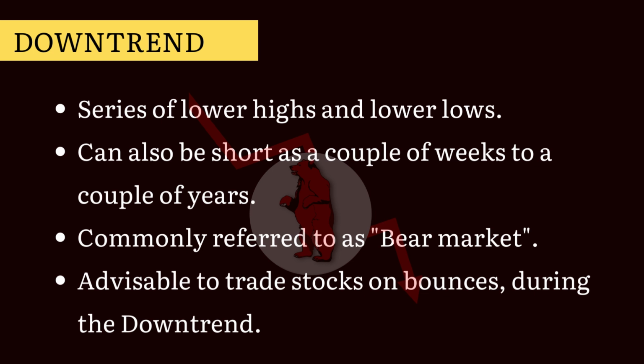A downtrend can also be as short as a couple of weeks to a couple of years. A continuous downtrend is commonly referred to as a bear market. So it's good advice to short sell stocks on bounces during the downtrend.